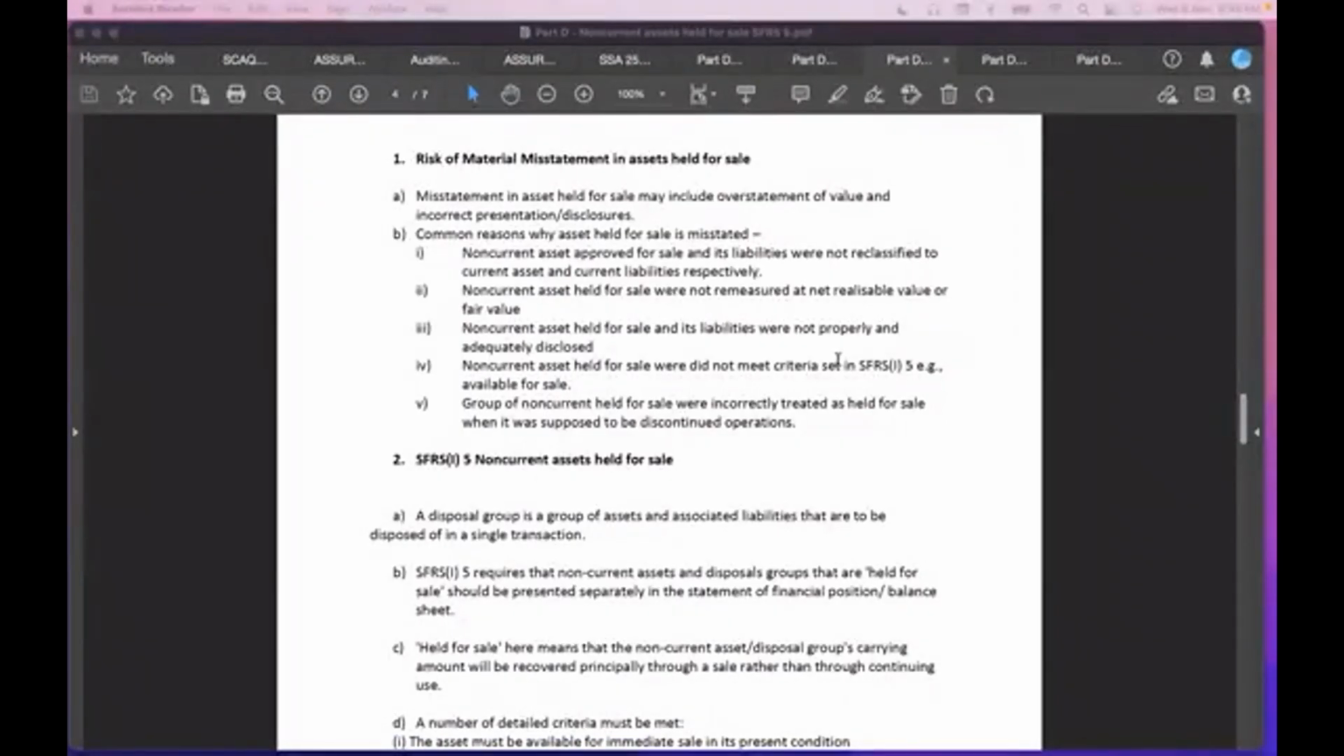They are treated as held for sale, which is supposed to be discontinued operations. So discontinued operations will be covered in a separate chapter. All right. So in this particular chapter, I'm not going to cover discontinued operations because we will cover this in a different session. Let's talk about the standards.